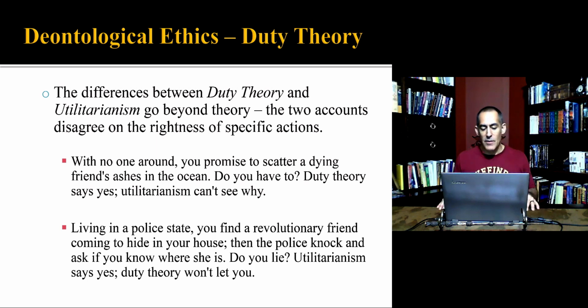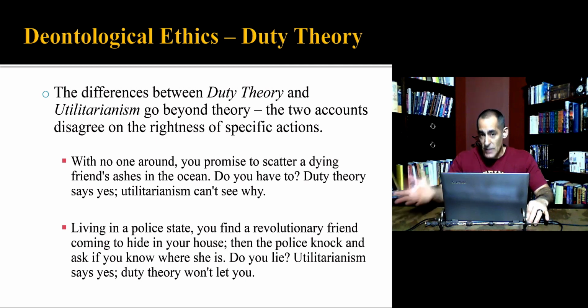Different scenarios. Living in a police state, you find a revolutionary friend coming to hide in your house, and then the police come and knock on the door and ask if you know where the person is. The question here is, do you lie? Well, on the utilitarian theory, no. Actually, yes, you would lie. But on the Kantian theory, you would not be able to lie.